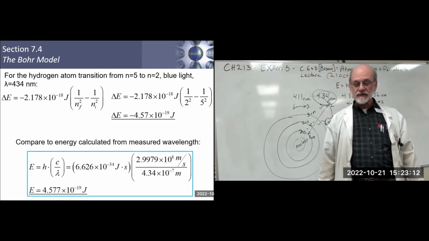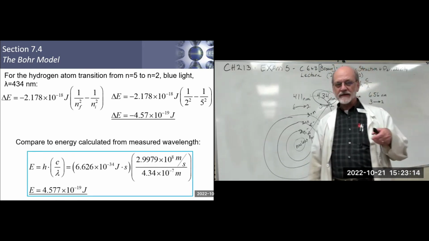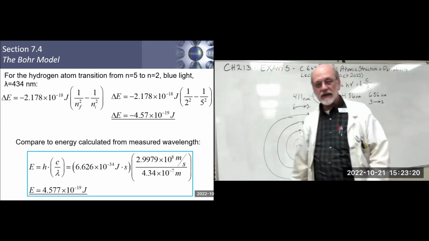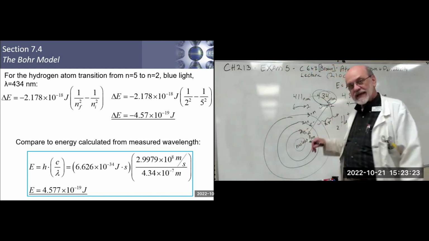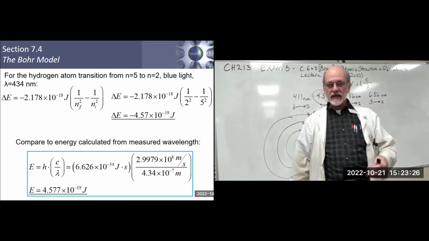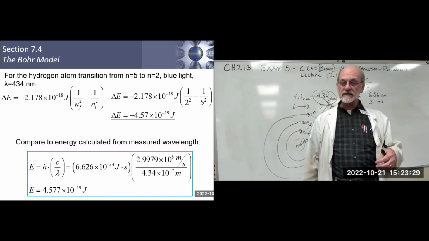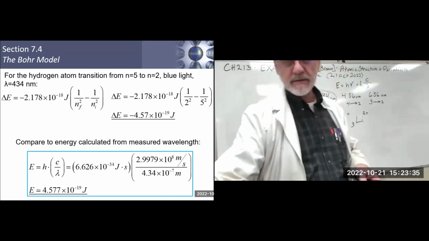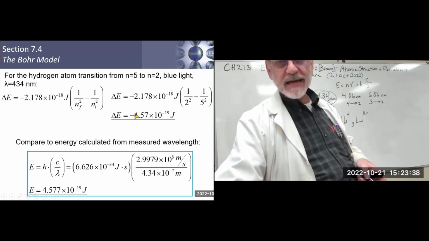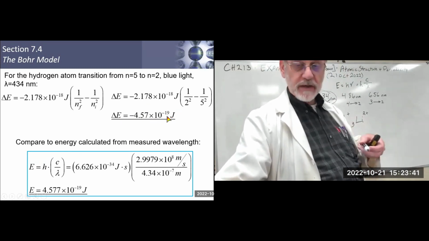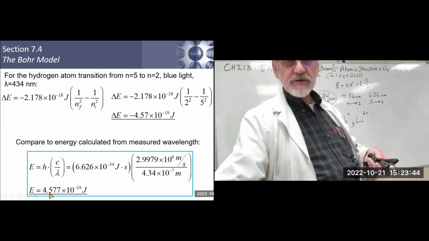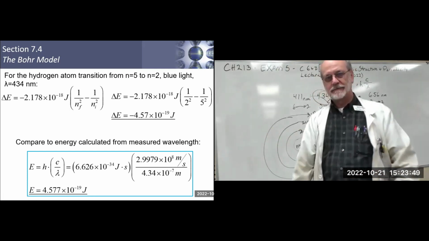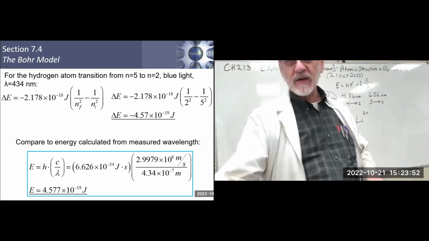Okay, if we take the wavelength of light and use Planck's equation, then we can calculate how much energy that light beam has in it, that photon has in it, and it's 4.577 times 10 to the minus 19th joules. And the values are almost identical. The difference is that negative sign. This tells you which direction the energy is moving, right? It's being emitted from the atom. This just tells you, you don't know where the light beam came from. That's how much energy it has. And they're almost identical.